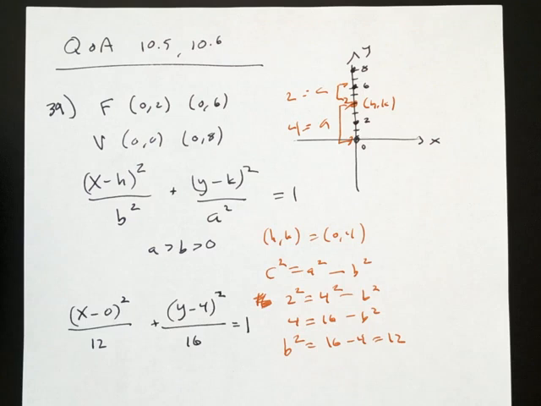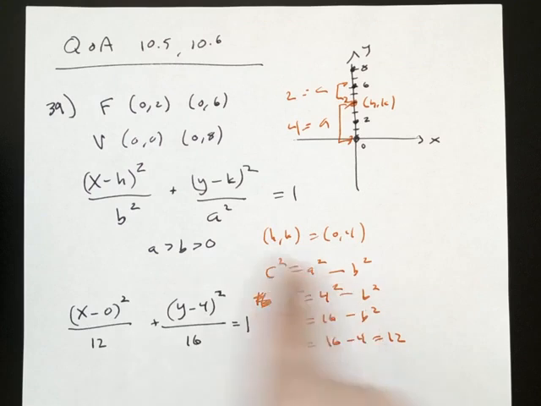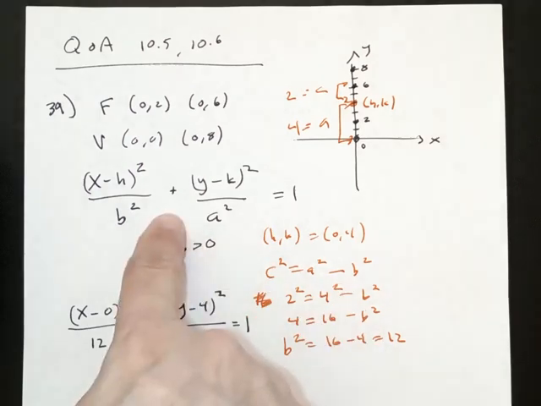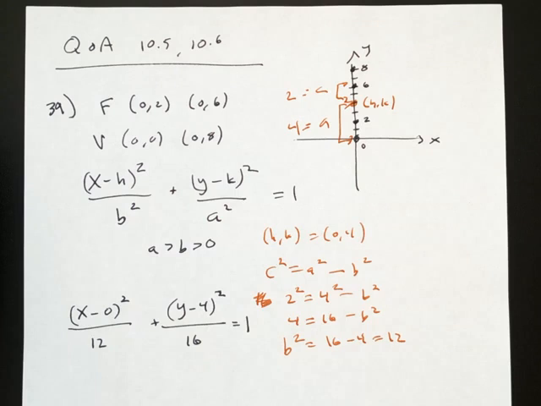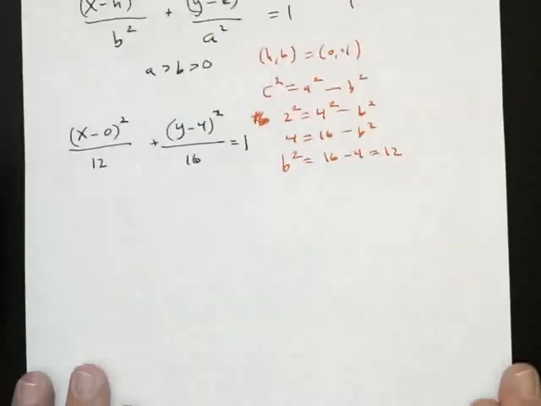The important thing to remember is which letters go with which pieces in my drawing. Vertices go with A, foci go with C, the minor axis goes with B. And then I need to remember whether I'm using plus or minus here, and that's based on the opposite of what I'm using here. Better? Wonderful.